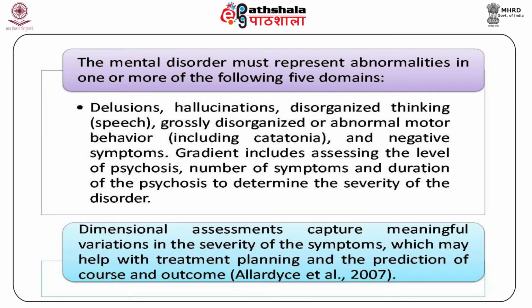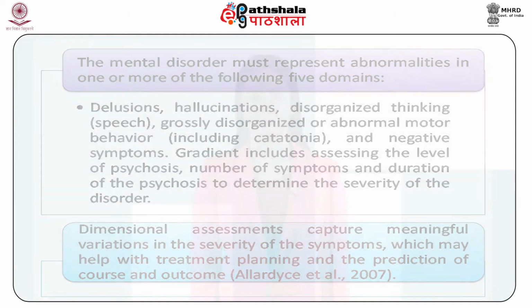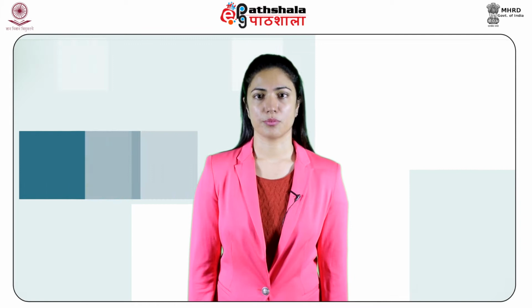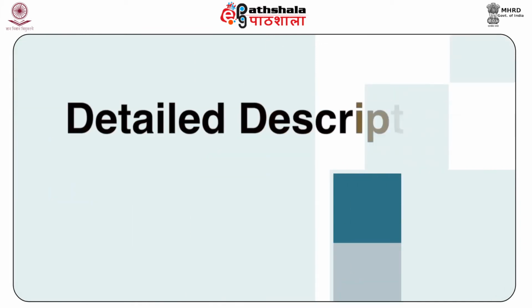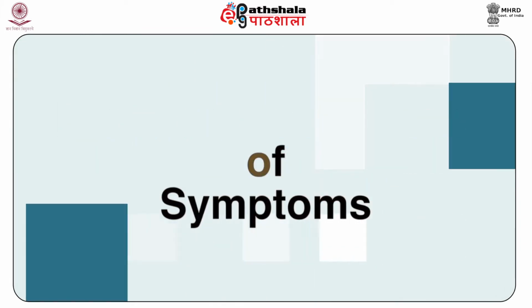Gradients include assessing the level of psychosis, number of symptoms, and duration of the psychosis to determine the severity of the disorder, whereas the dimensional assessment captures meaningful variation in the severity of the symptoms, which may help the treatment planning and prediction of the course and outcome. The manual suggests that a patient must be assessed along 8 dimensions: the 5 domains described previously, as well as cognition, depression, and mania.